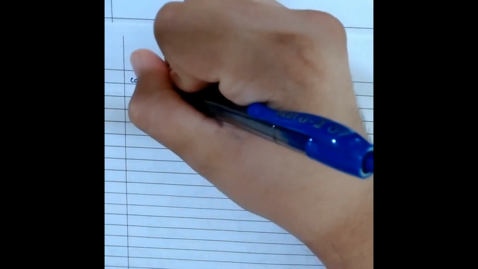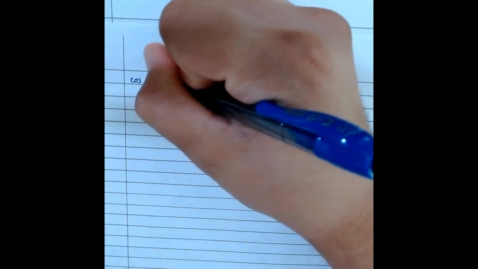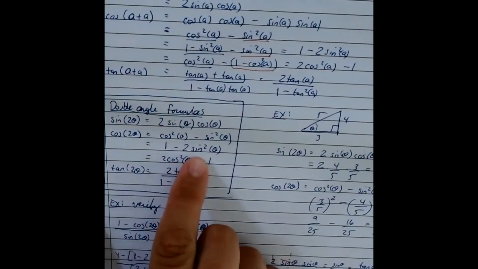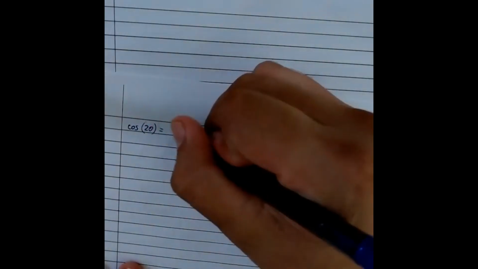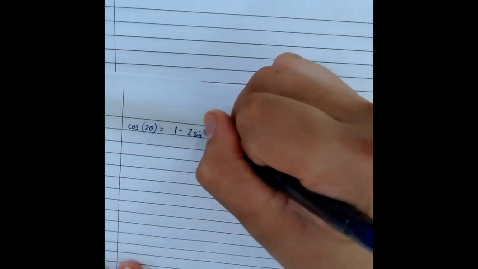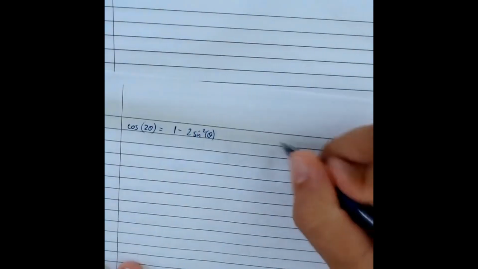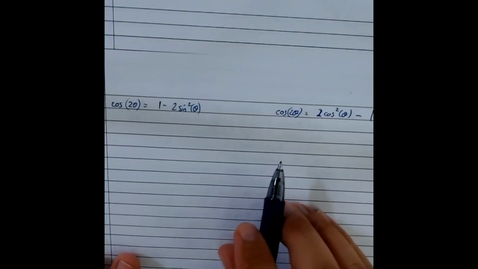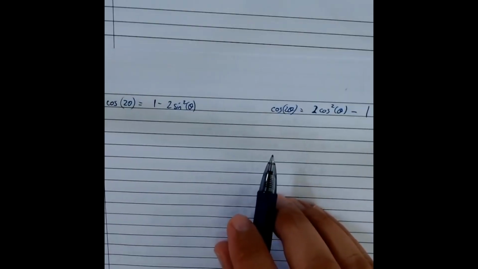So let's begin with cosine of 2 theta is equal to, and again, it's either of these two. It's either equal to 1 minus double the sine squared of theta, or cosine of 2 theta is equal to double the cosine squared of theta minus 1. Okay? All right. From these two, we're going to derive the next set of our identities that we often use.